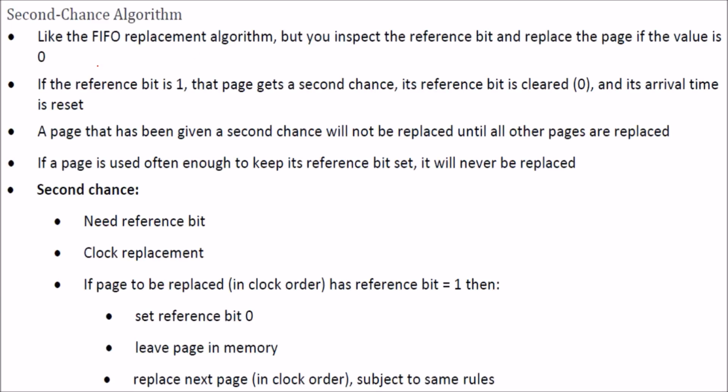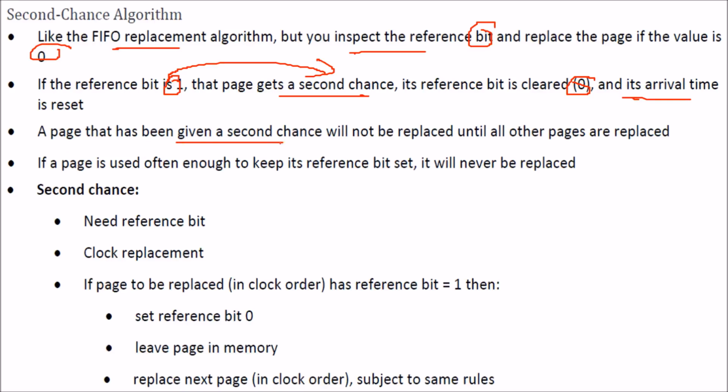We have one more thing, which is called the second chance algorithm. This is just like the FIFO replacement algorithm, first in first out. But here we inspect the reference bit, and we replace the page if the value is 0. If the reference bit is 1, then that page gets a second chance. Its reference bit is cleared, we make it 0, and its arrival time is reset. So it gets another chance. The page that has been given a second chance will not be replaced until all other pages are replaced. This is the second chance algorithm.